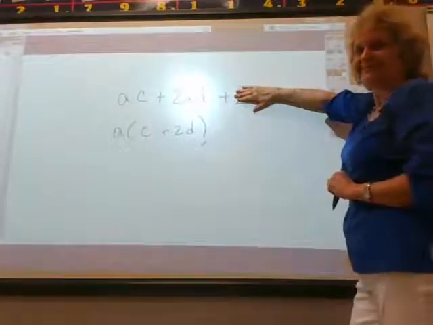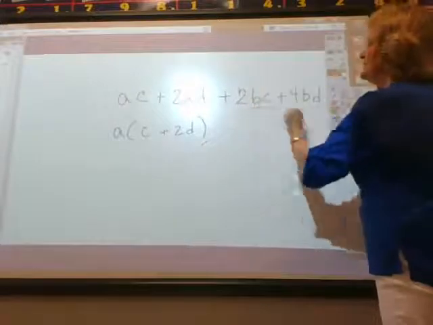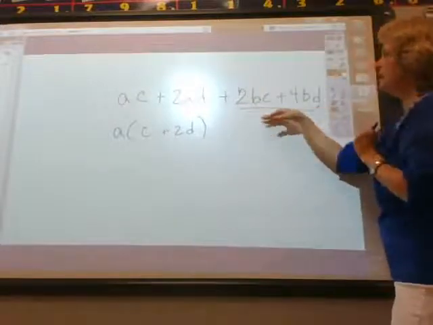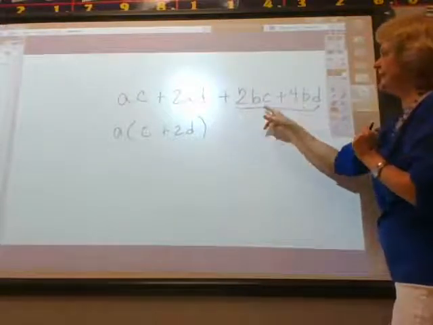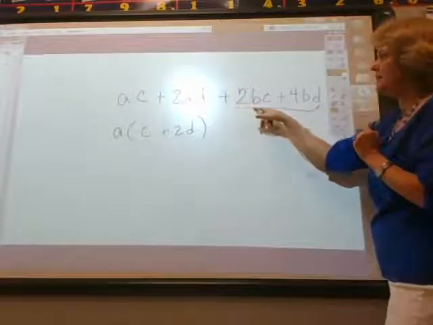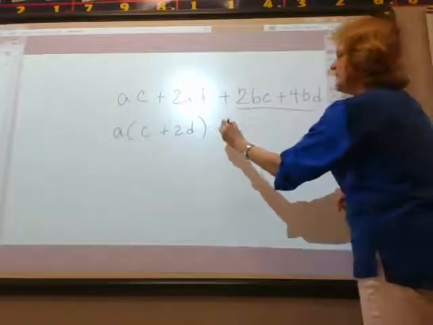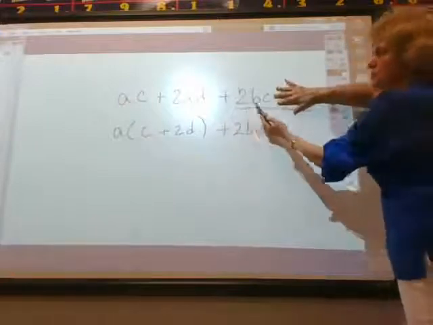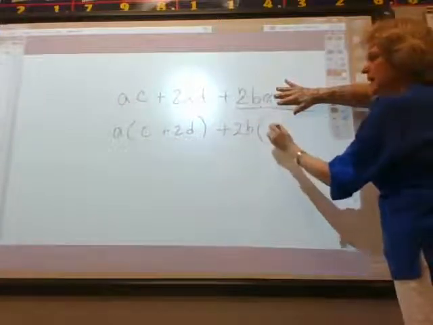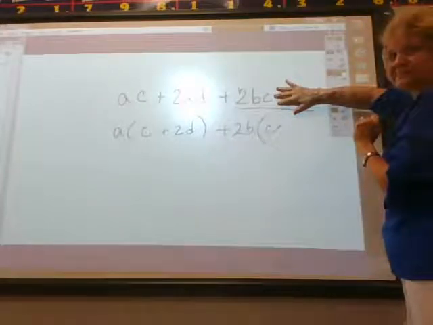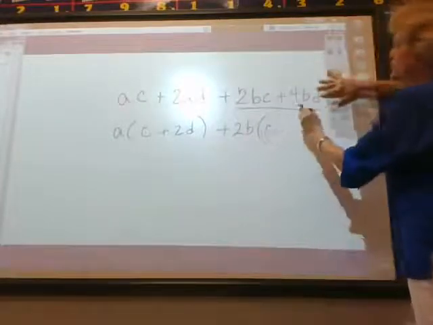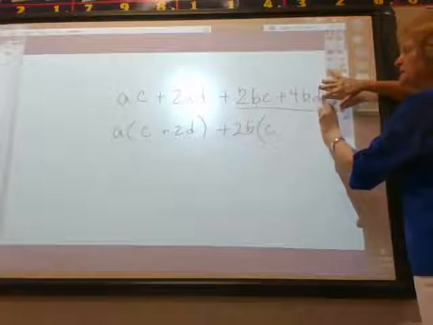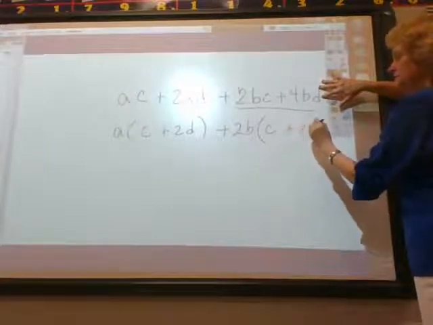Hope you see that. All right, now I've got these 2. What's common to these 2? A 2 and a B. Y'all see that? So we're going to take out 2B. If I factored a 2B out of 2BC, I'd be left with C, wouldn't I? If I factored 2B out of 4BD, I would be left with 2D.